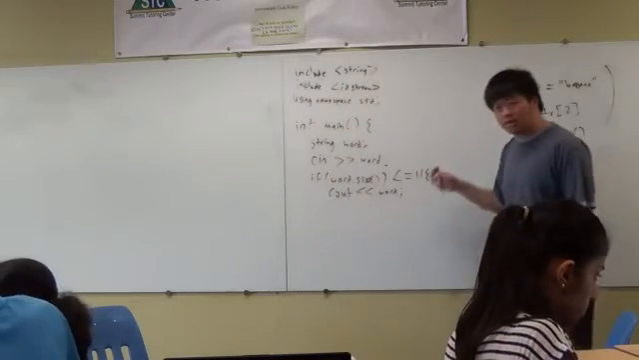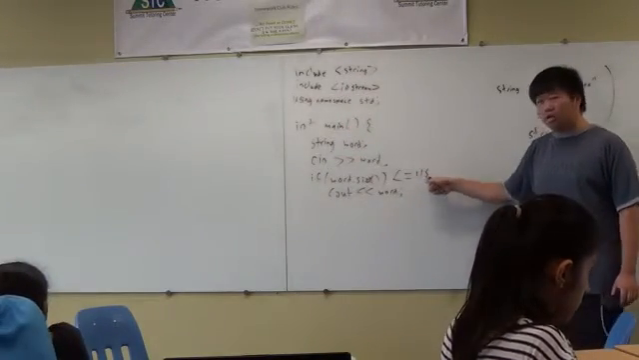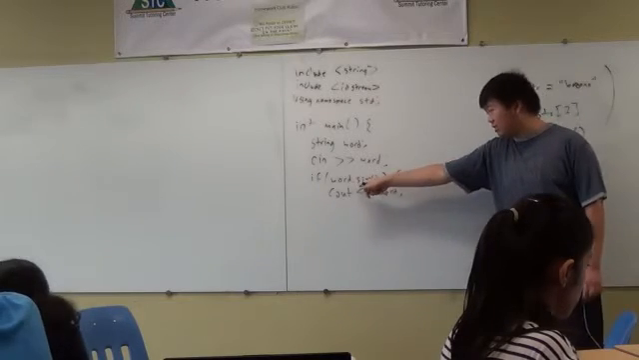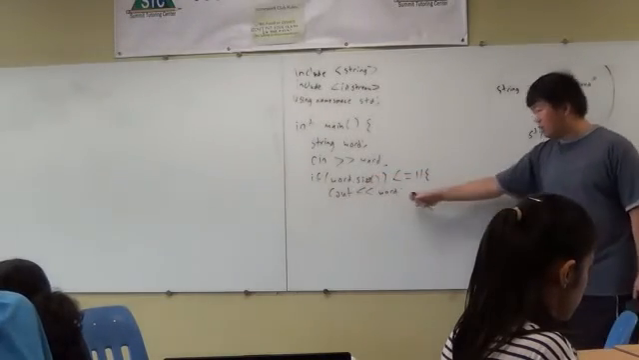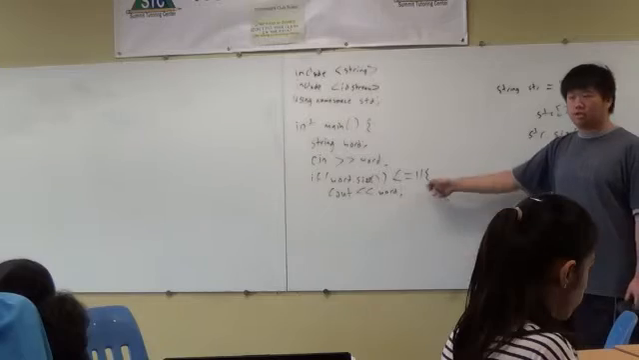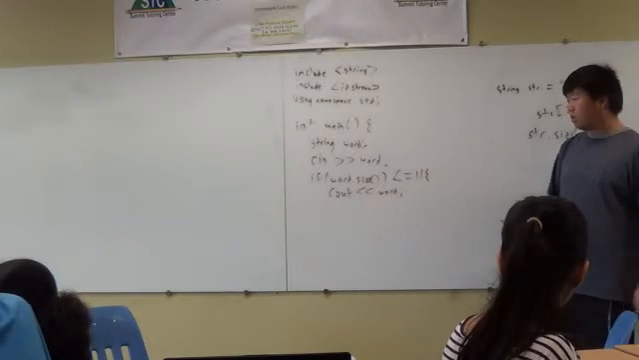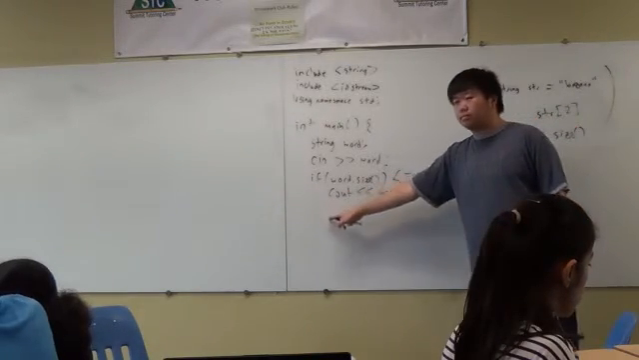Okay, does everyone understand that? If it's not too long, if the size of the word is less than or equal to 11, then we're just cout-ing the word, right? Because it's not too long. We don't need to change it. Okay? Now what?